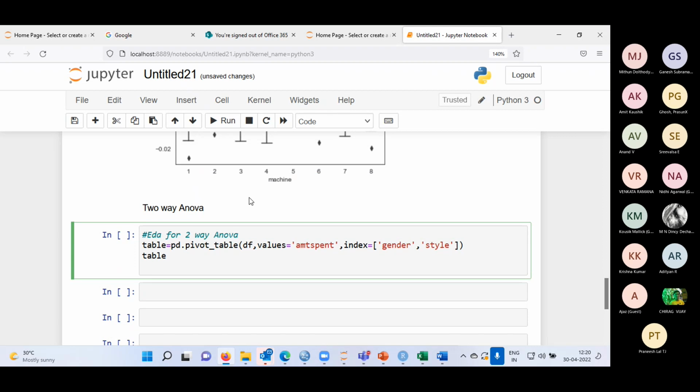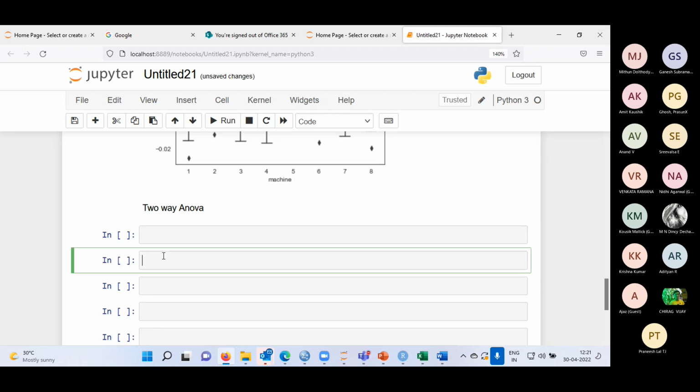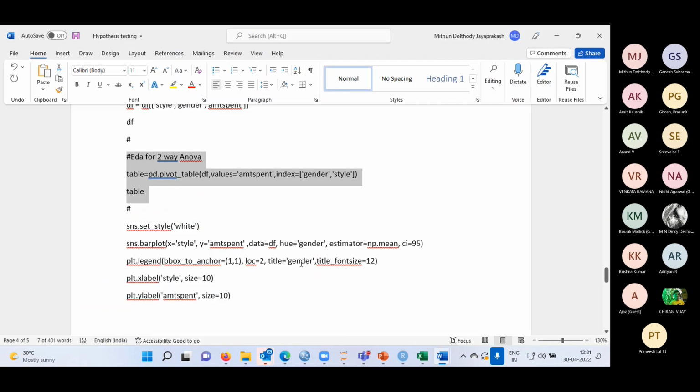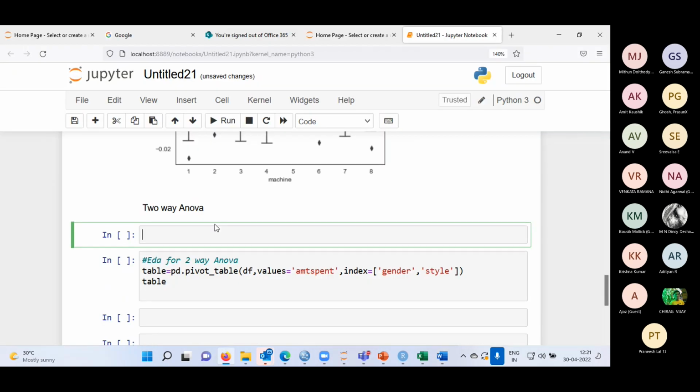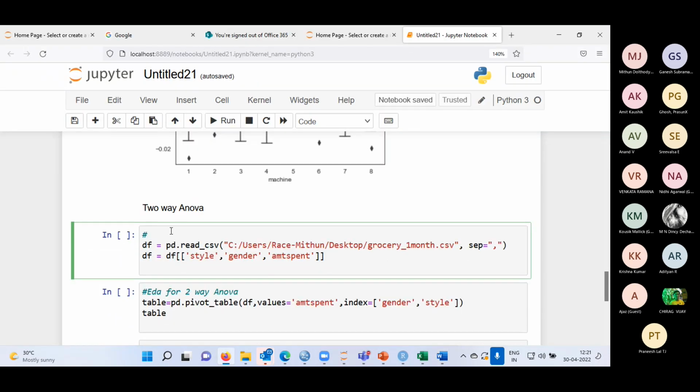Oh, but I have not imported the data set, correct? So I need to import the data set. So before running an EDA, let me quickly import this data set, which is called grocery_1month.sav, right? So let's just import this, please. I'll just say import file.